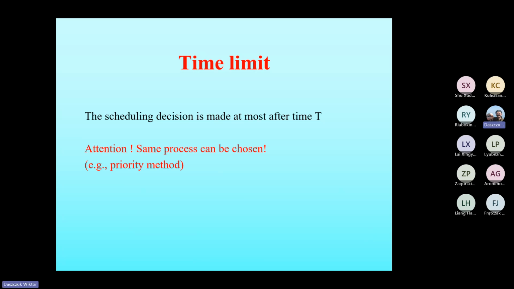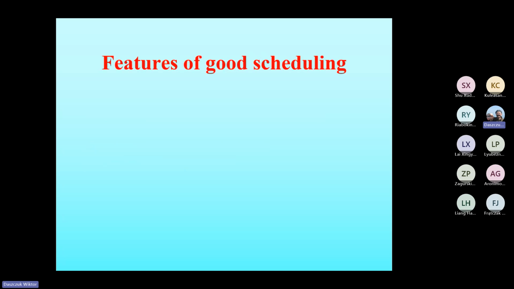So the time limit says that at most after T, some decision must be made. It can be a decision to give the resource to the same process as before, but it is a decision. It is not just that the process has taken the resource and operates. We make a new decision not to withdraw the resource from the process.